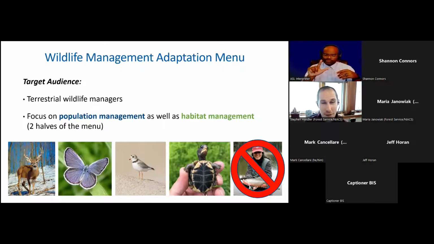We realized early on that wildlife managers tend to see themselves in one or two, sometimes both camps, and that we needed to recognize both of these camps. Those are folks who manage and think about wildlife populations and population viability, population recovery, as well as folks who deal primarily with habitat management and think of themselves as habitat managers. So you'll see the wildlife menu is divided into those two halves.